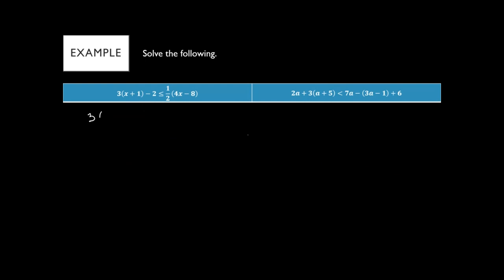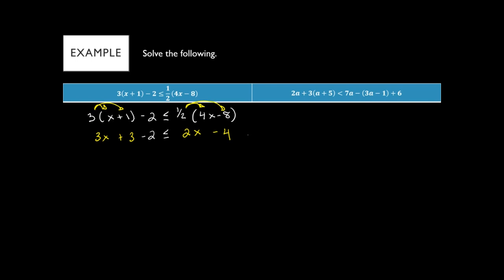But we've got on here, on the first one on the left, 3 times x plus 1, minus 2 is less than or equal to 1/2 times 4x minus 8. So we've got multiple distributings we need to do. I need to multiply 3 times x, so that's 3x, and then 3 times 1, so that's 3. And I have my minus 2 is less than or equal to, and then I need to distribute the 1/2. So 1/2 times 4x is 2x, and then 1/2 times -8 is -4. So we end up with 3x plus 3 minus 2 is less than or equal to 2x minus 4.